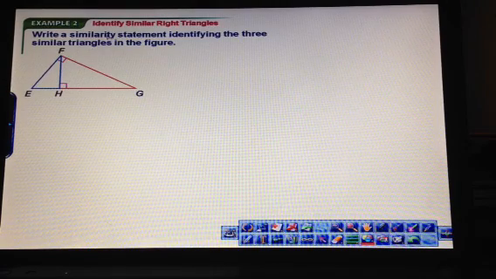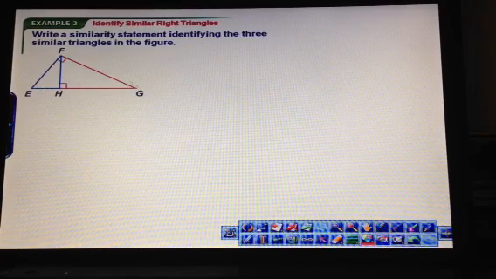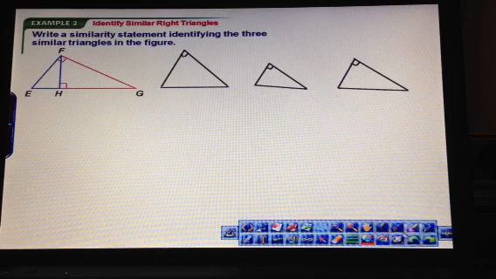For this example, we want to write a similarity statement identifying the three similar triangles in the figure. Now you'll notice it's a big right triangle with the altitude drawn from the hypotenuse to the right angle. Well, to be able to identify those similar triangles, it's going to be helpful for us to draw those triangles separately.